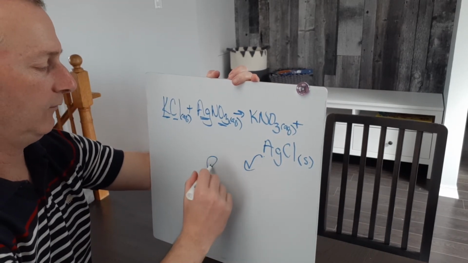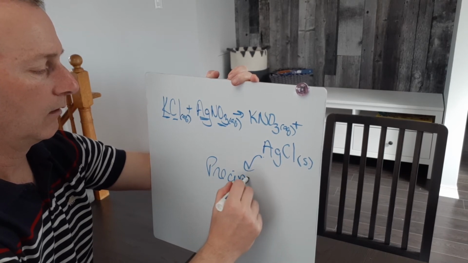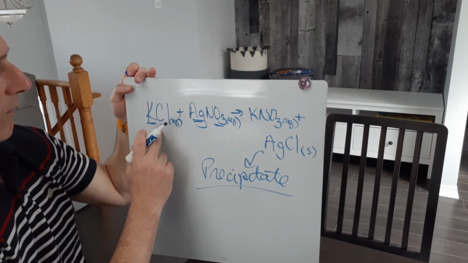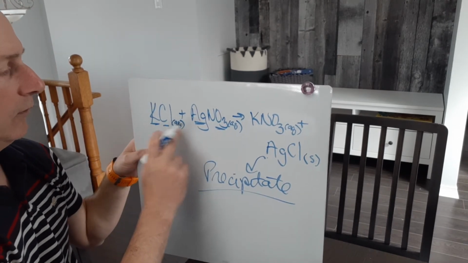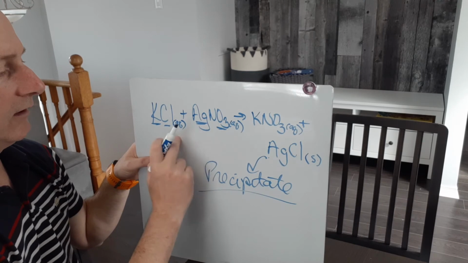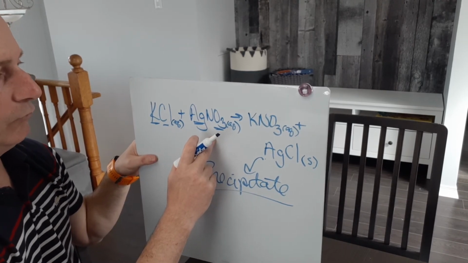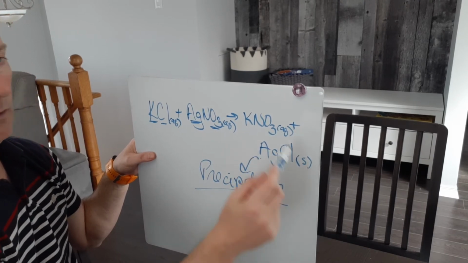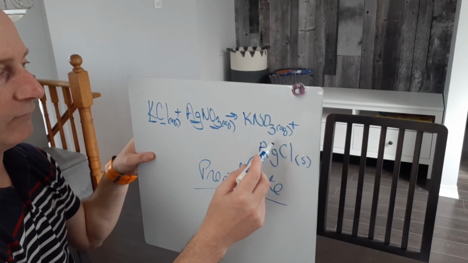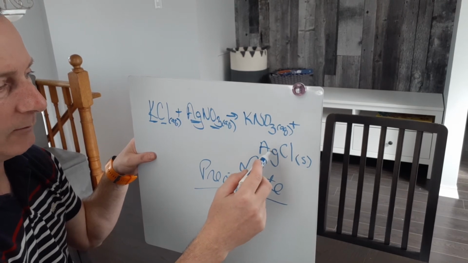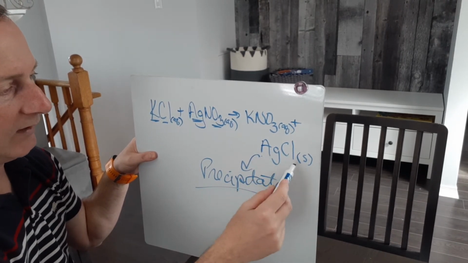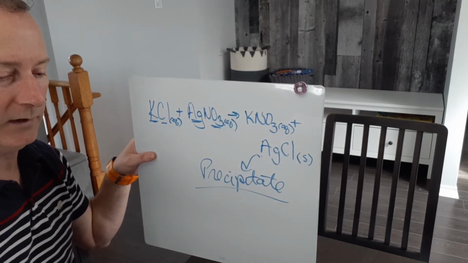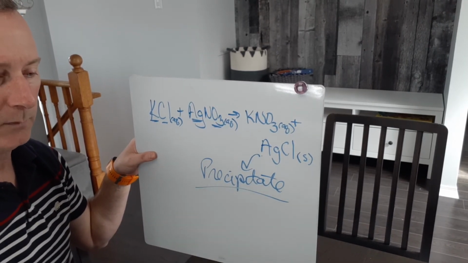That solid is your precipitate. So if you take this and this, KCl, potassium chloride, and silver nitrate, those are clear liquids in solution. You pour those together, you will almost instantly see a chunky, solid substance falling out of solution and sitting at the bottom of your test tube. That is your precipitate. That is silver chloride that you've produced. Okay, so that's double displacements producing precipitates.